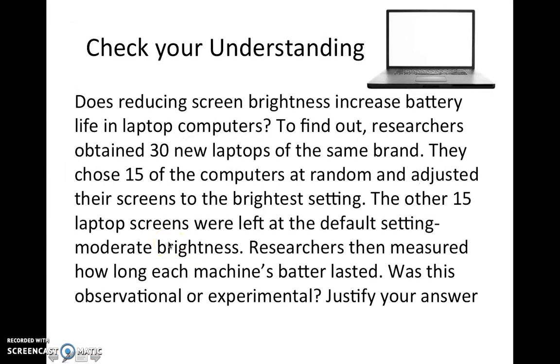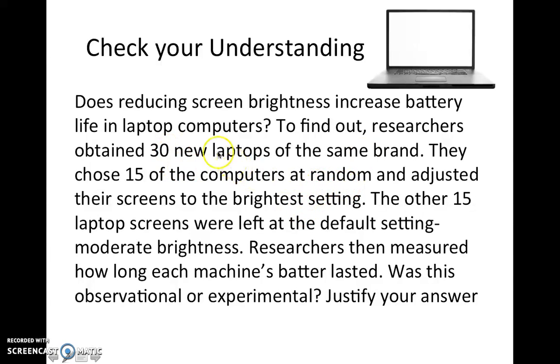So let's check our understanding of what the main differences are between an observational study and an experimental one. Here we've got this laptop, and we want to know if reducing screen brightness will increase our battery life. We're going to look at 30 new laptops of the same brand. Again, that's to make control in this experiment. And they're going to choose 15 at random. And you know how to do a random sample.